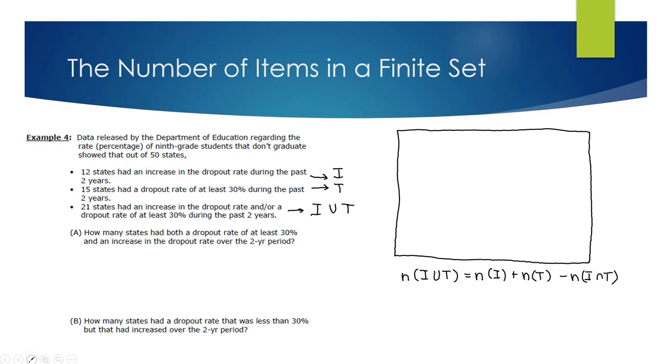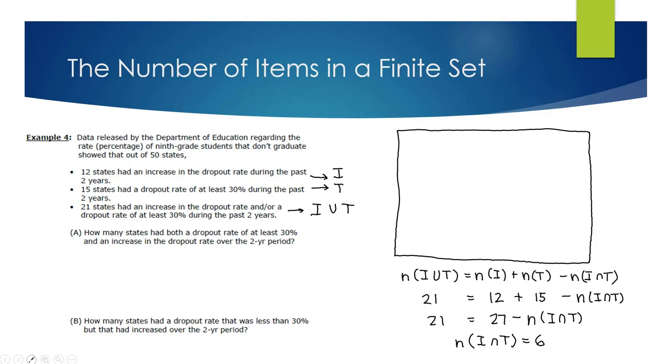I'm going to suggest that they do, because 12 and 15 total 27, and there's only 21 that are in one or the other or both of these categories. I could probably use that information to figure it out, but I'm just going to put this in more perspective. I'm going to use the formula, and I get that the intersection is 6.